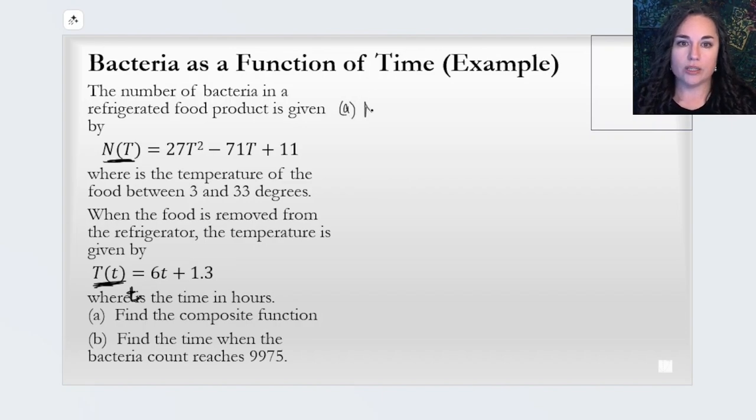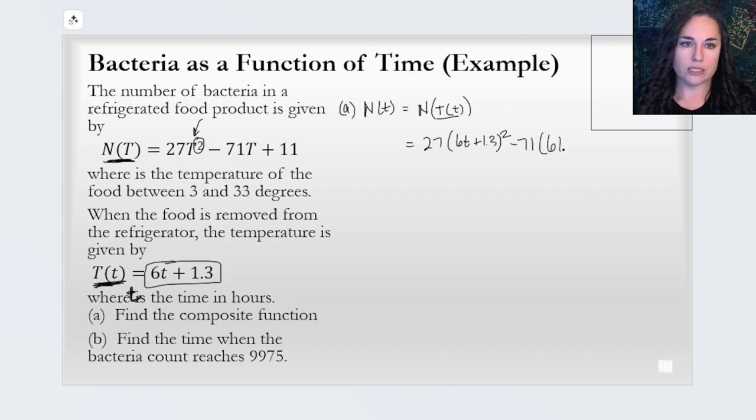All right, this sounds fun. I'm going to find N of t. The number of bacteria as a function of time is going to be the number of bacteria as a function of temperature as a function of time. So wherever I see a big T in this equation, I'm going to put this whole expression. So I'll have 27 times (6t plus 1.3) squared. Don't forget the squared in here. That whole thing is squared. I'm going to subtract off 71 times (6t plus 1.3). And then I'm going to keep this plus 11 on the end.